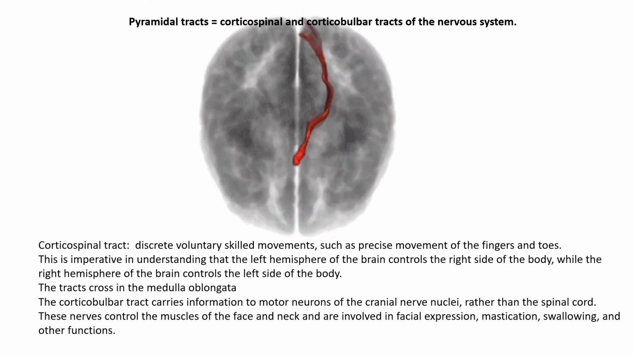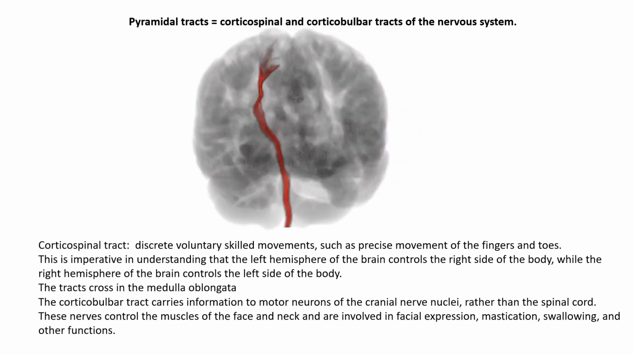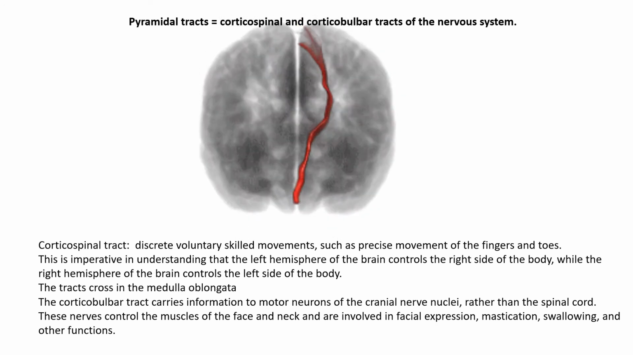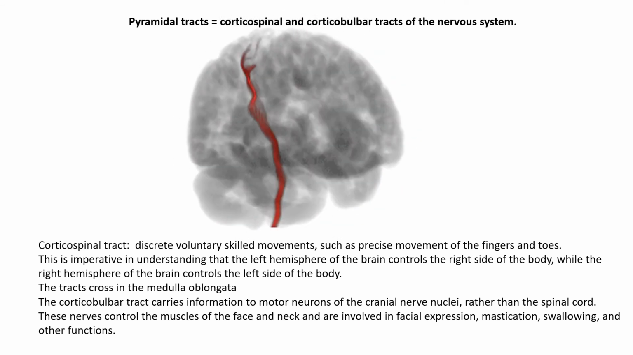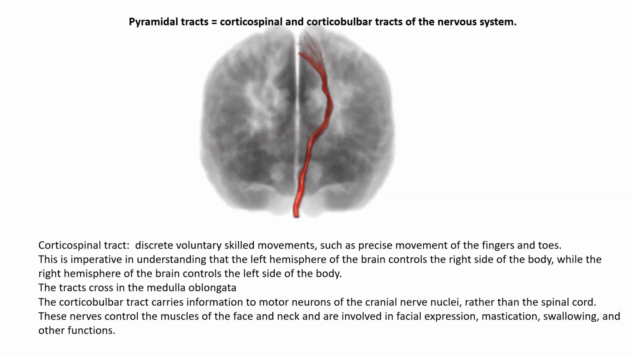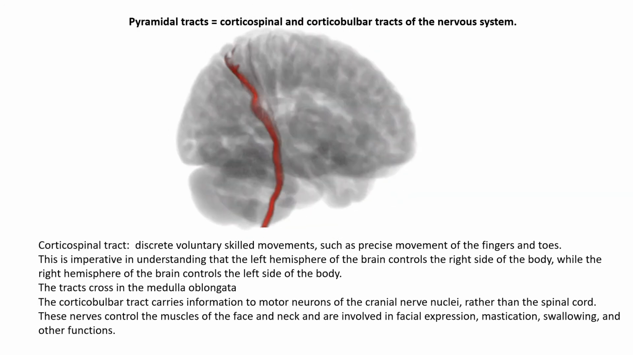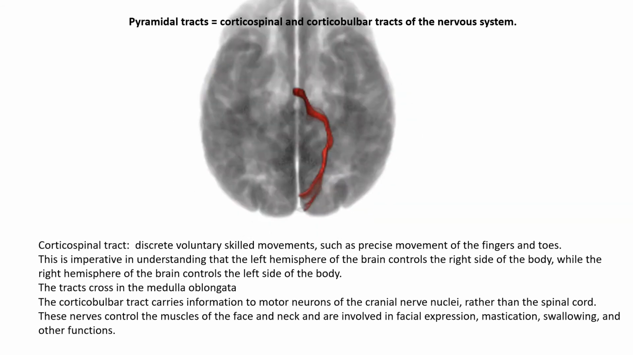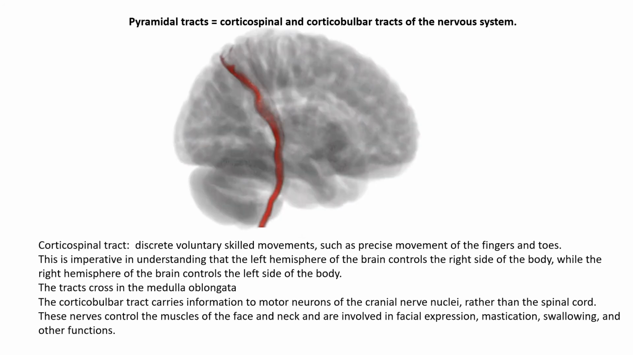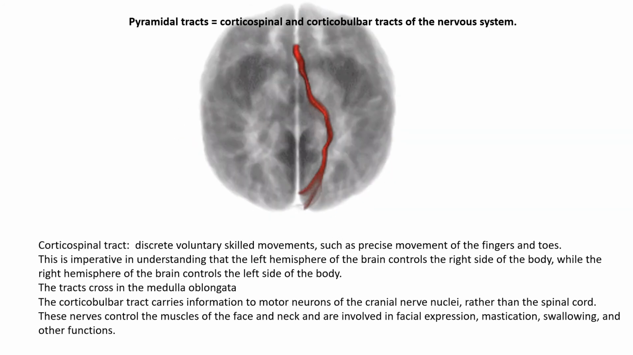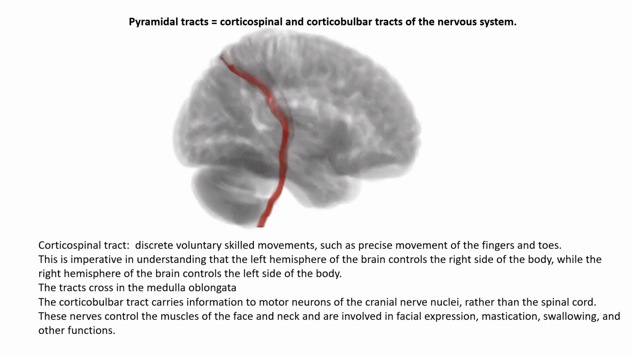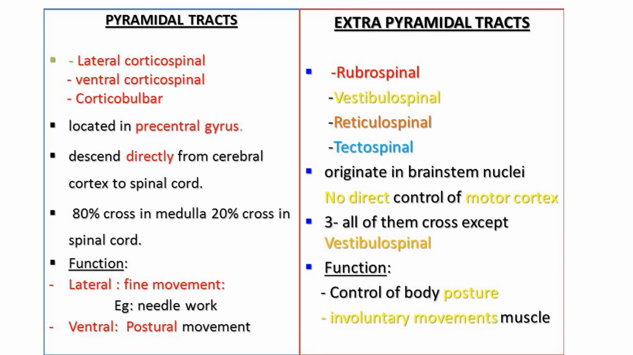The corticobulbar tract carries information to motor neurons of the cranial nerve nuclei rather than the spinal cord. Corticobulbar, cranial nerves. Cranial nerves are ipsilateral, except cranial nerve 2, which is ipsilateral and contralateral, kind of a special case, remember. Okay, so these nerves control the muscles of the face and the neck, are involved in facial expression, mastication, chewing, okay, trigeminal chewing, swallowing, and other functions.